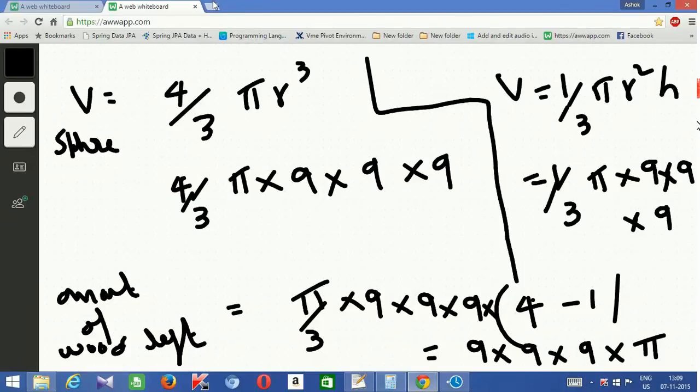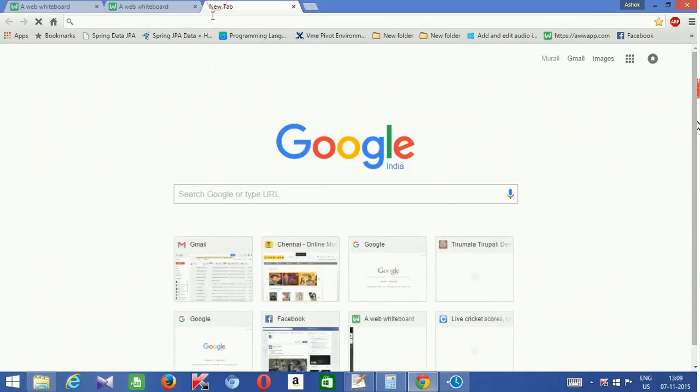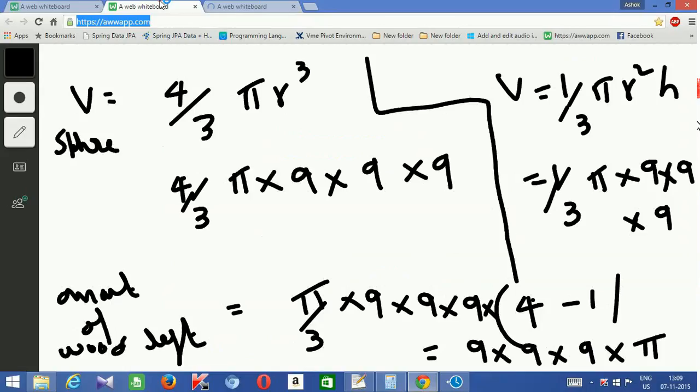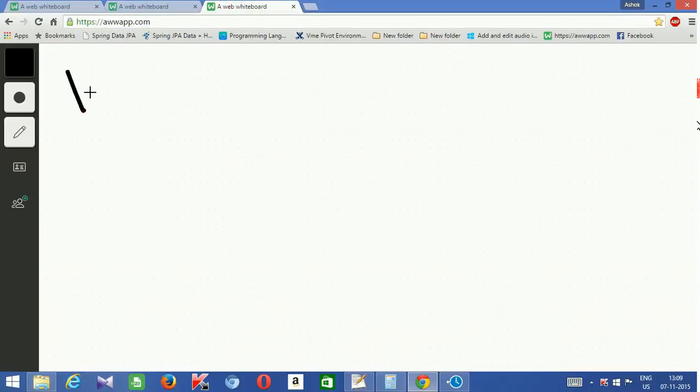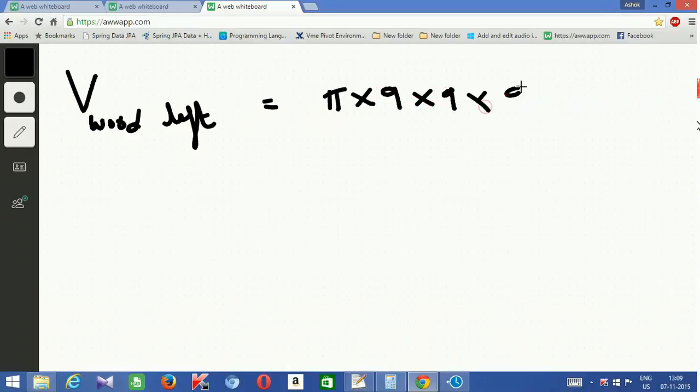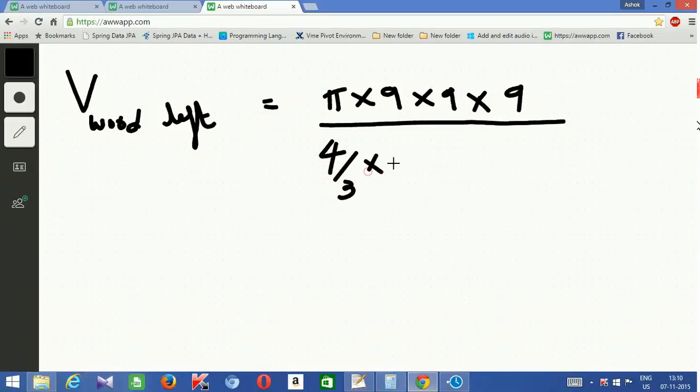But the question is the percentage of the wood that is being wasted. So you need to actually divide it with the amount of wood left. So the wood left is equal to pi into 9 into 9 into 9. This is the amount of wood left finally. And the actual volume of the sphere is 4 by 3 pi into 9 into 9 into 9. Alright, so this is the actual volume of the sphere.